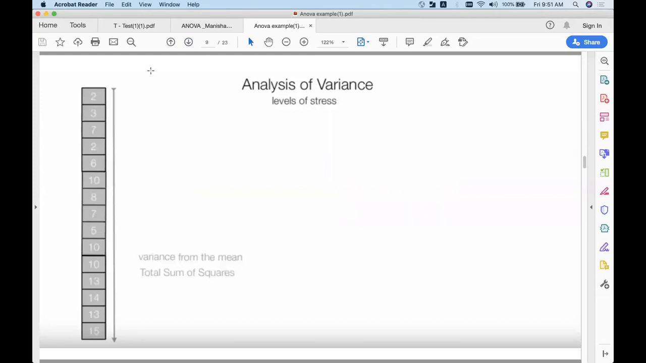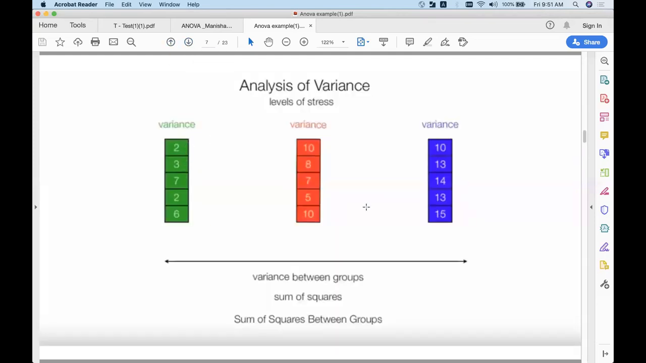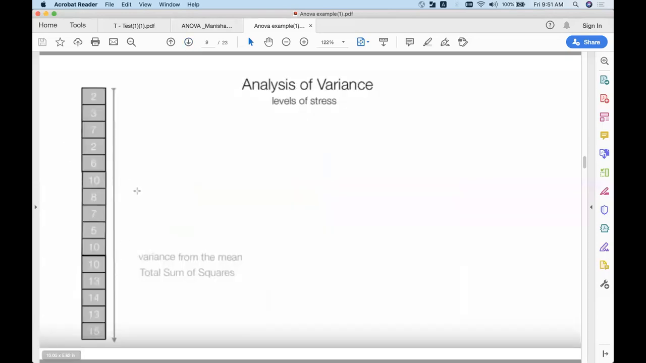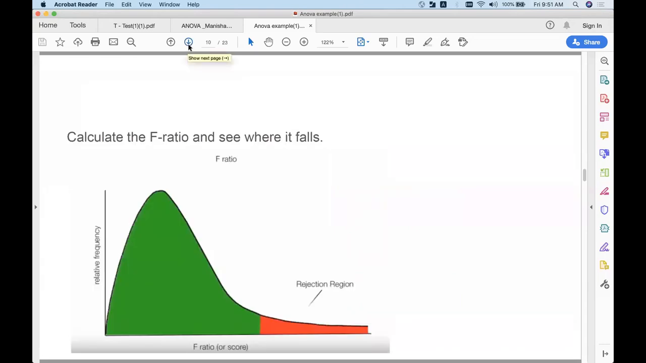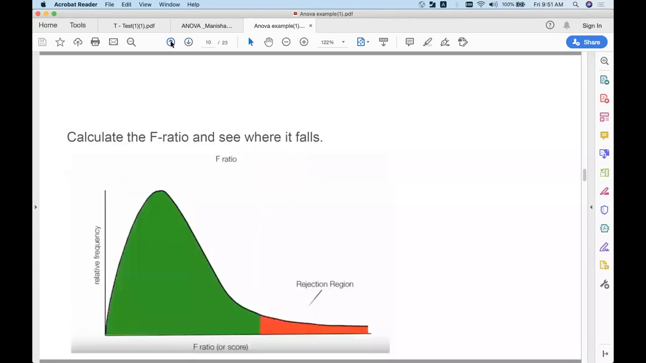So what are your samples? Basically 5 here, 5 here, 5 here. Then you combine all of them into 15 samples like this. And what do you find here? Then you find the total sum of squares, the variance from the mean. So let's see this step by step. Then you will calculate the F ratio and see where this falls. Is this falling in your rejection region or in your acceptance region? If it is falling in your rejection region, then you will reject your null hypothesis.